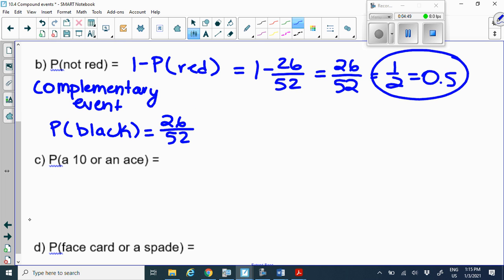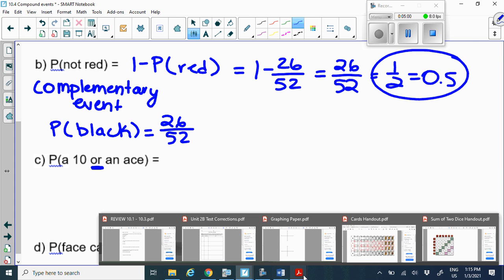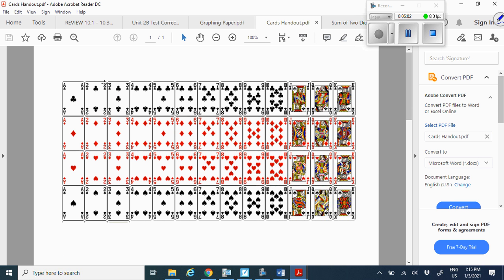We have the probability that it's a 10 or an ace. Okay, well, let's think about this. Does a 10 or an ace have anything in common? Well, let's look here. No, not really. So we just have tens and we just have aces, which are on this side. So that means these are still independent events. Really, this is a disjoint event. But since it's an or, what we're going to do is add the probabilities here.